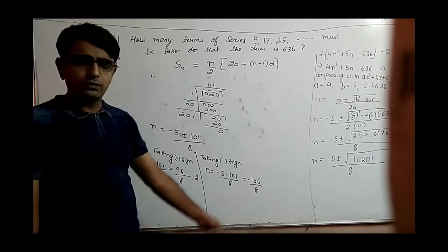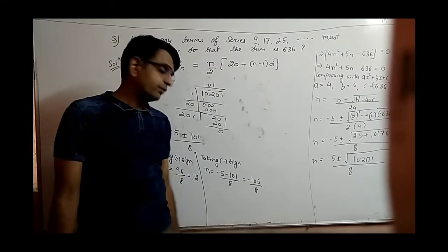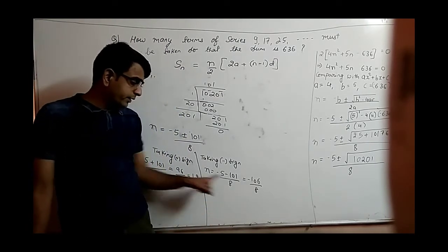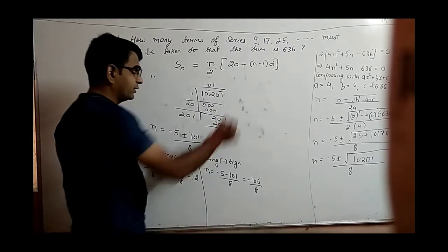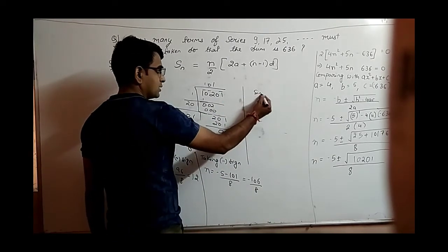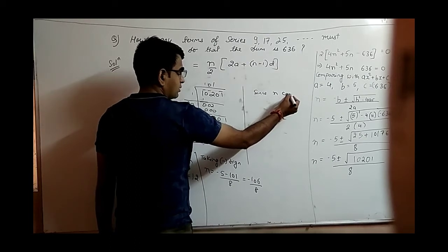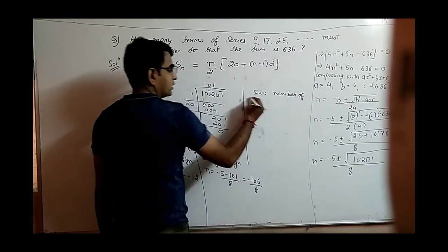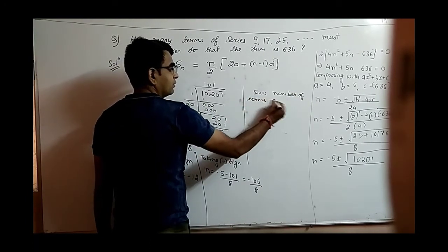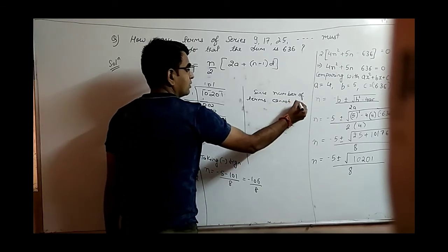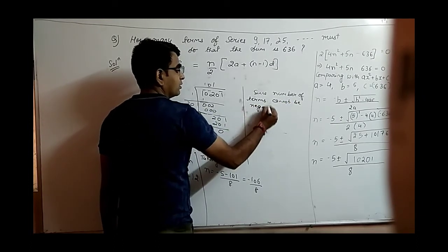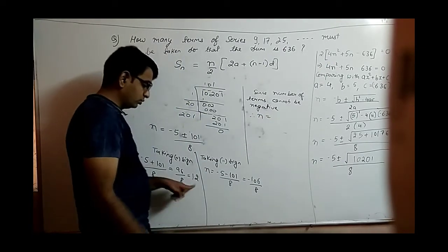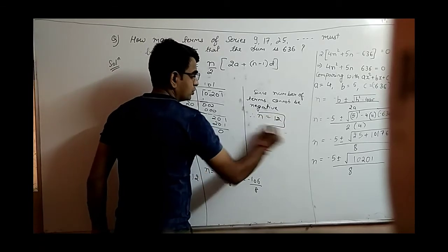See, this is a fraction, first thing, and second thing, it is negative. The number of terms cannot be negative. So we will neglect this n and we can write here in the solution, since n or number of terms cannot be negative, therefore n is equal to 12. This is your solution.